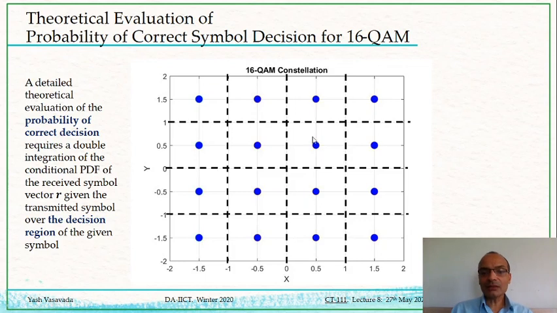For example, if we are considering the probability of correct decision when this symbol is transmitted, if we want to evaluate that probability, we will need to integrate this two-dimensional conditional PDF of R given this transmitted symbol. We will need to integrate it over this shaded region.